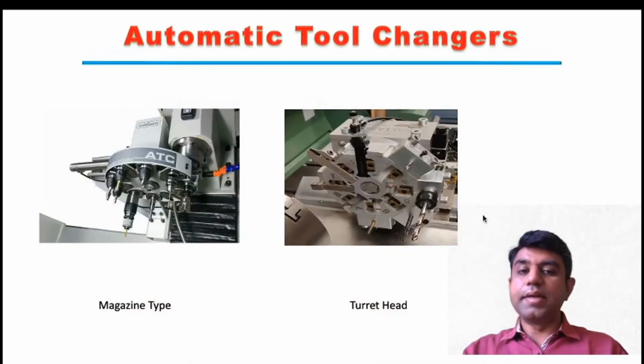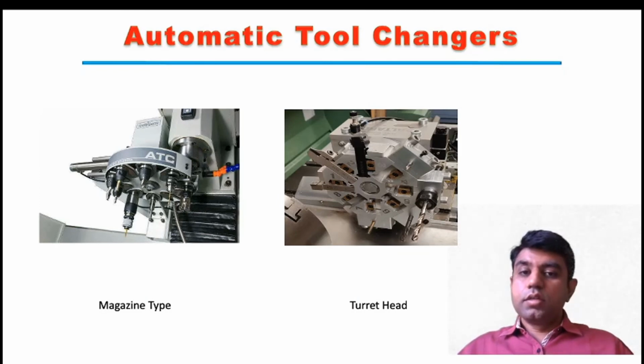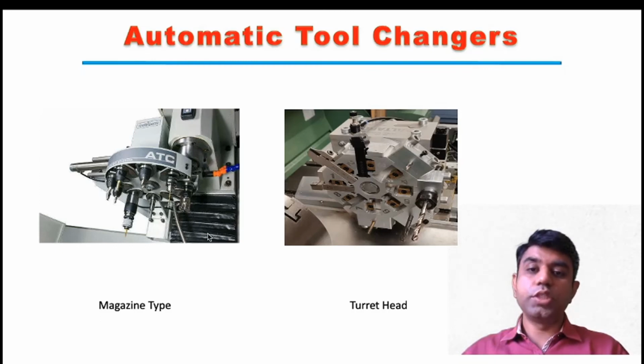Another element is automatic tool changers. Basically, we are doing all the things in an automatic way in our entire CNC machine. This part should also be included, that is the changing of the tool. Normally we are having these two kinds of tool changing devices. The first one is a magazine type and another one is a turret type.